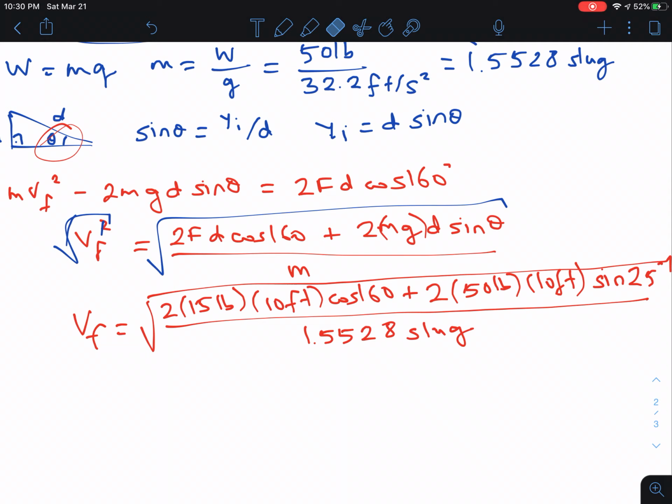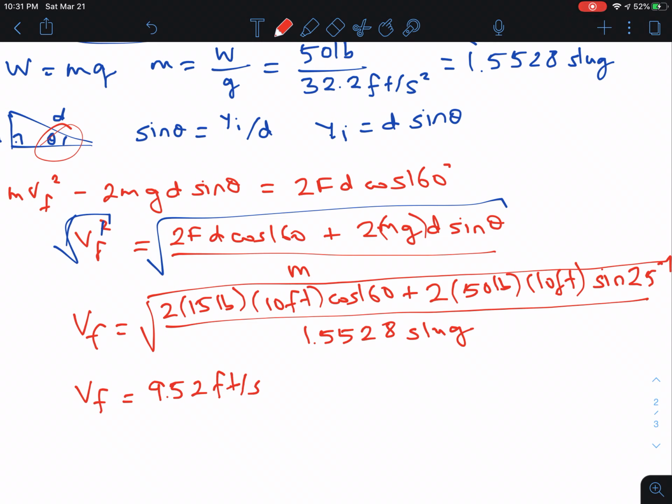And that theta is the angle. You can see up here in the triangle, it's the tilt angle. And that was sine 25, and divide by the mass, which is, as just found, 1.5528 slug, and take the square root, and you are going to get the velocity. And the answer for this one is 9.52 feet per second.